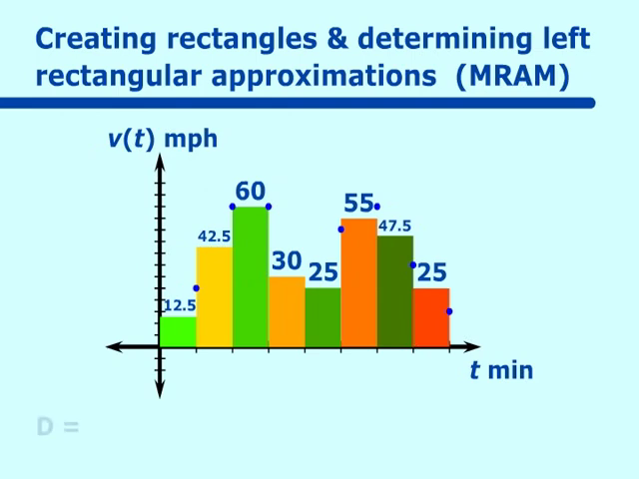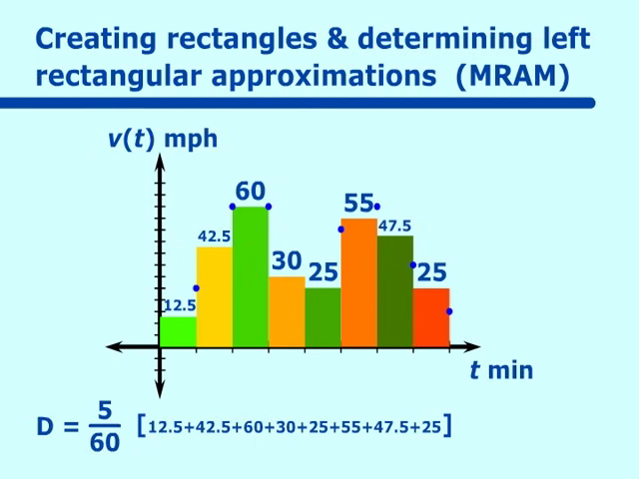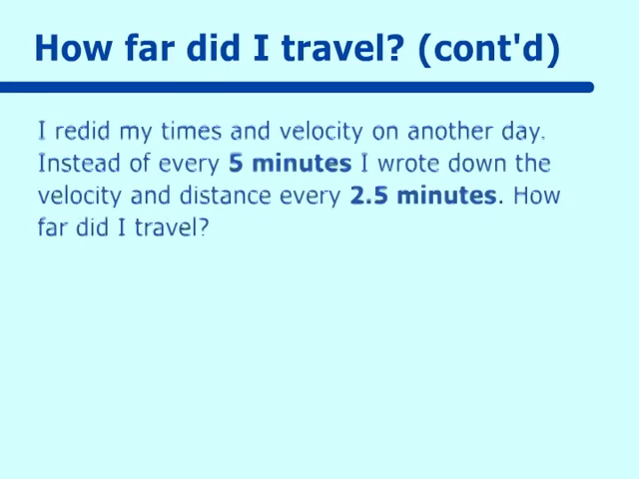So our distance here is 5 over 60 again, times 12.5 plus 42.5 plus 60 plus 30 plus 25 plus 55 plus 47.5 plus 25. That gives us approximately 24.7917 miles. Now, if you remember, our LRAM was 24.167 miles, the RRAM was 25.417 miles, and this one is in between at 24.7917 miles.